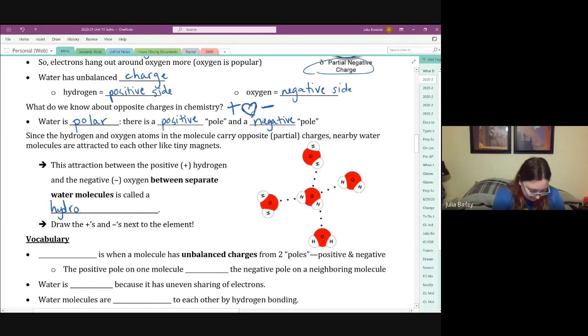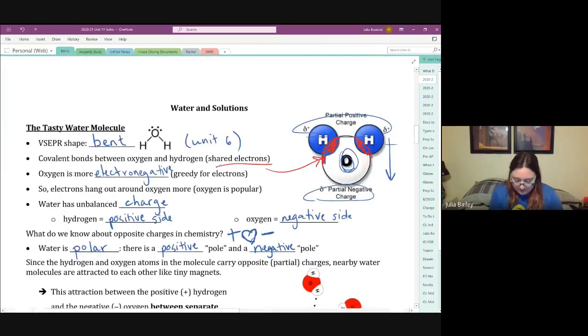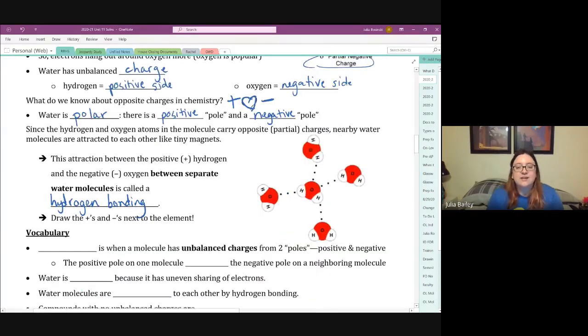So basically, what happens is, it's not like a real bond. They're not sharing electrons from one water molecule to a different molecule. The real bond is this right here, where hydrogens and oxygens are sharing electrons and they have an overlap. That's a real covalent bond. Hydrogen bonding is poorly named because it's not a real bond.